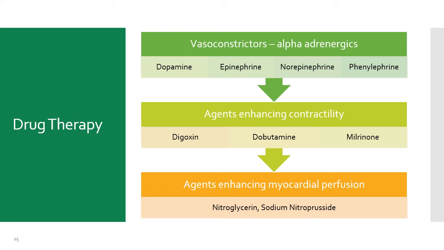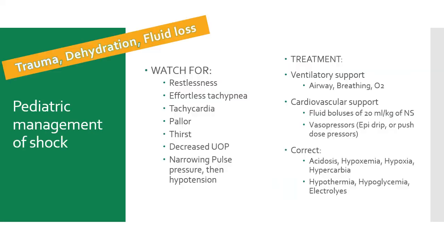And then agents that enhance myocardial perfusion, so dilating the coronary arteries: calcium channel blockers, nitroglycerin, sodium nitroprusside. So I didn't put the calcium channel blockers on here, but nitroglycerin and nitroprusside dilate the coronary arteries and enhance myocardial perfusion. So it's important to think about, when we're giving a drug, why we're giving the drug, what the expected therapeutic outcome of that drug would be, and then, obviously, if there are any side effects that we should be monitoring for that would cause us to want to stop the drug.